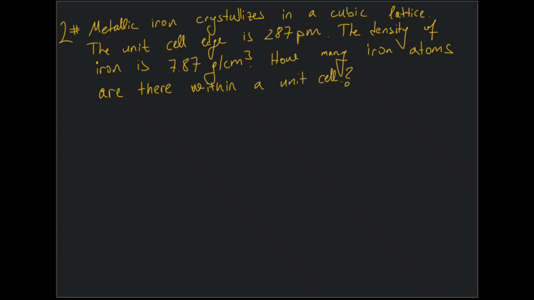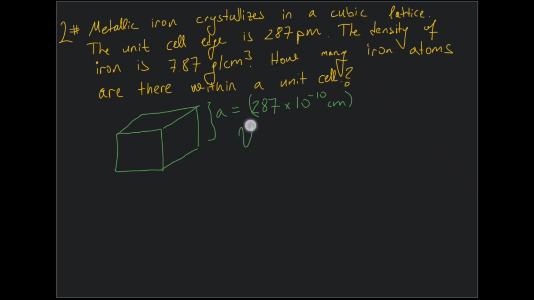So we have a unit cell. We can draw the unit cell. We have something like this. We don't know how many atoms are inside the unit cell, but we know a, which is 287 picometers. Or we can make it easy, 10 to the minus 10 centimeters. And I can calculate the volume.